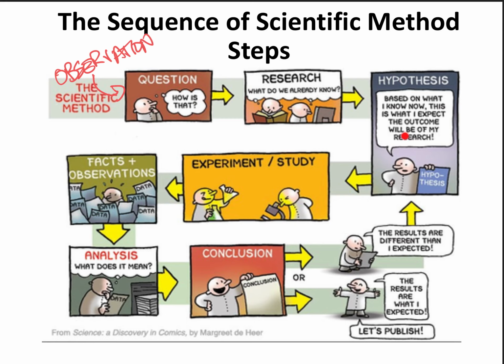Does my conclusion support my hypothesis? Yes, that's great. No, the results are different than I expected. Do I have to revisit my hypothesis? Maybe I run my experiment differently. Maybe I need to do more research, or maybe I ask a different question. If the results are what I expected and this is something new, then let's publish it. And those are, in a nutshell, the quick steps of the scientific method.